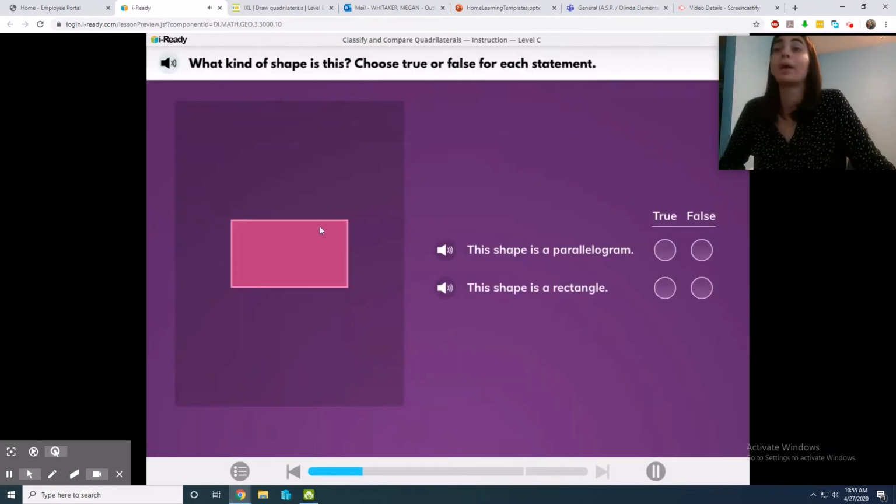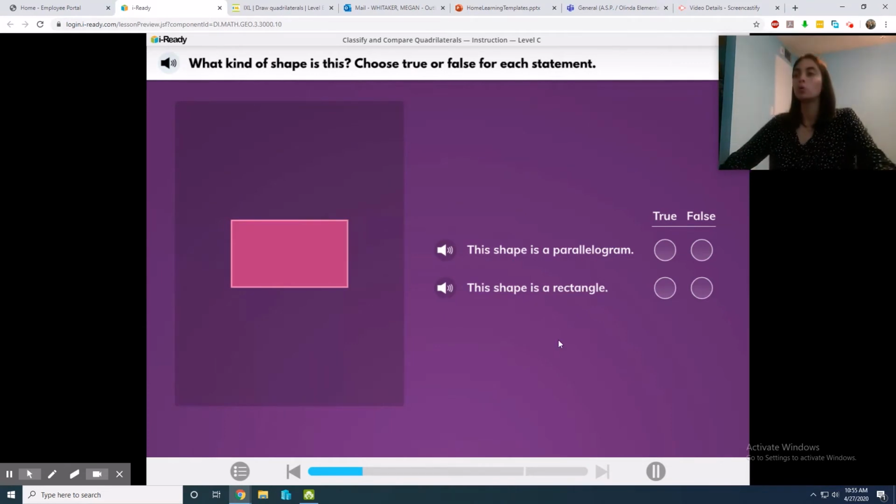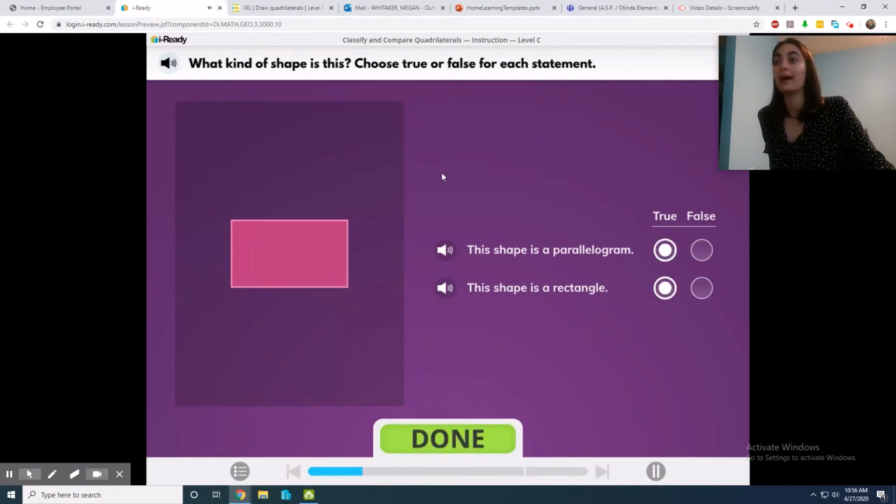What kind of shape is this? A parallelogram and a rectangle, those are our 2 options. Remember, every single rectangle is going to be a parallelogram, but not every parallelogram is going to be a rectangle. We know that this is a rectangle because it has our 4 right angles and our 4 sides. So it is a rectangle, which means that it's a parallelogram. That's the category it's under.